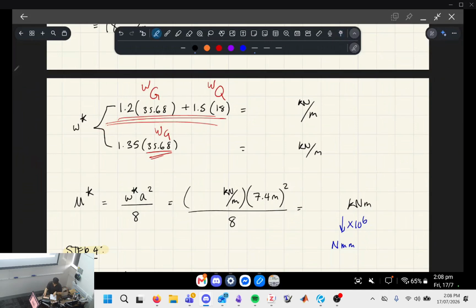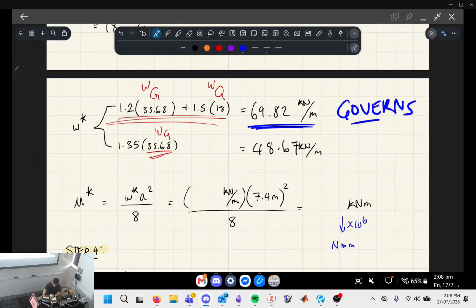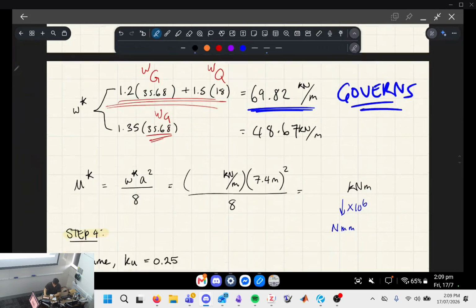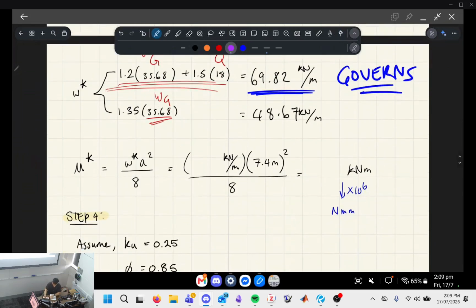Once we compute this, we get these two numbers, which I'm not going to say out loud. You see that the top one is larger. So we take the maximum of it because that's the one that governs. So now we've got our factored load.